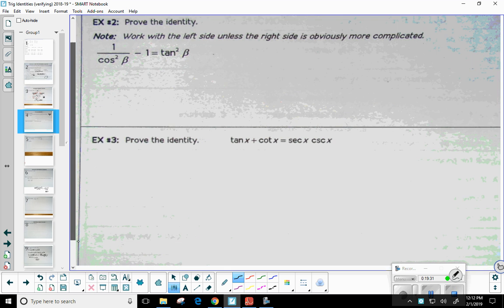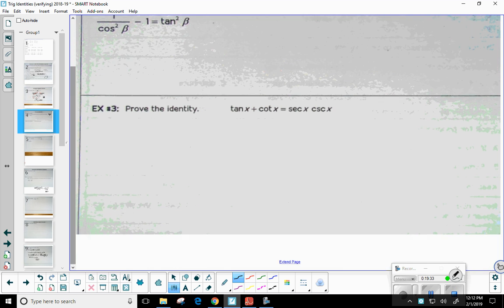Okay, so let's see here. Tangent plus cotangent equals secant cosecant. So we are starting with this side, and we want to end up with tangent plus cotangent. Okay. So secant times cosecant.